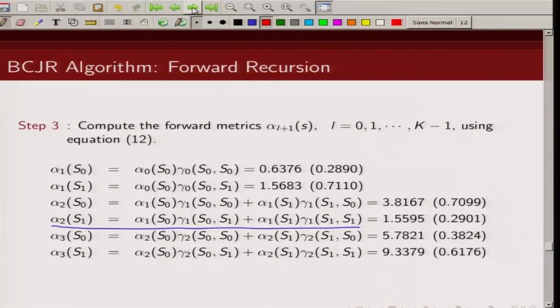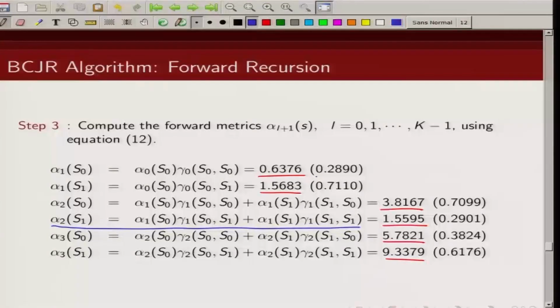So, like this we can compute the values of alphas, and these values that you see are basically the values of alpha computed this way. Now, we can also normalize the values of alphas, because the sum of the alphas over all states should add up to 1. So, in the bracket that you see here, these are the normalized values of alpha.